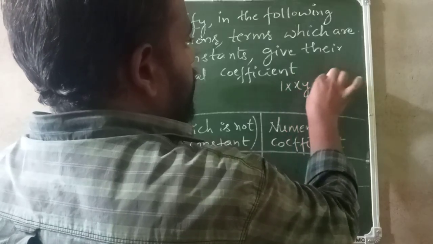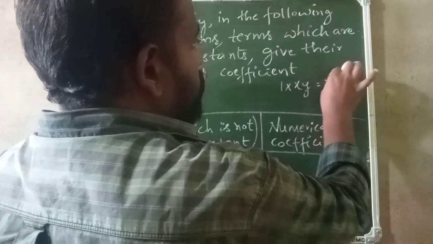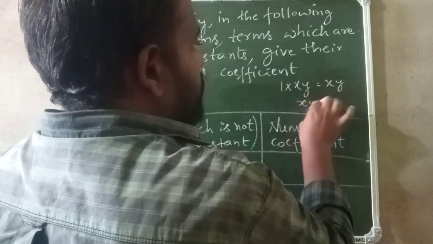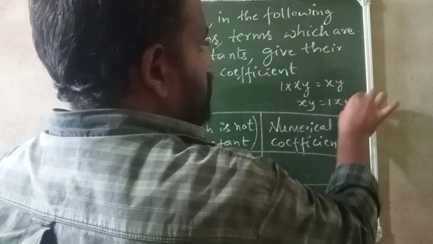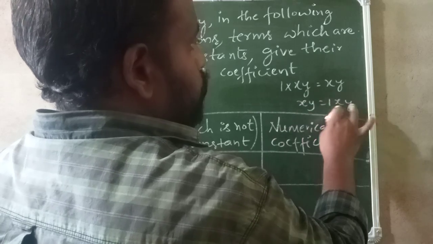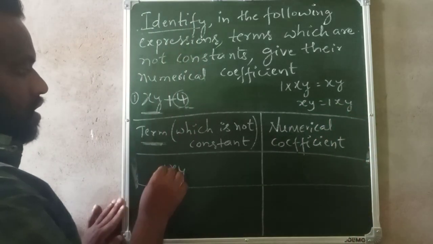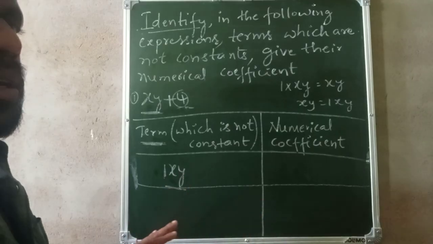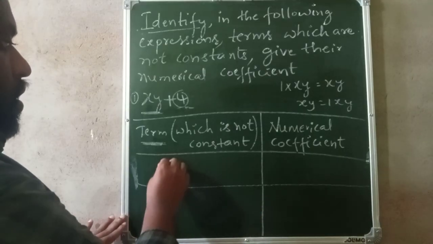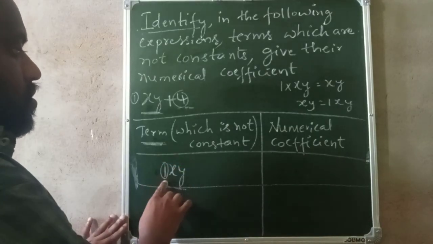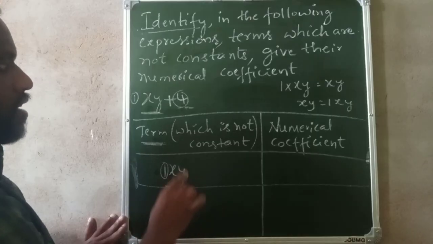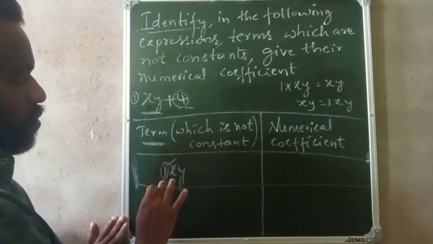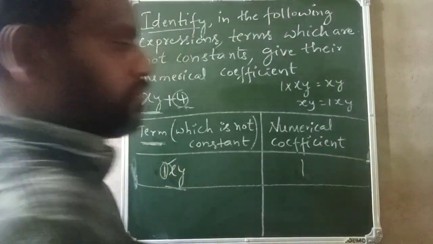Because 1 into xy is equal to xy only. So xy can be written as 1xy. xy is the same as 1xy. So here nothing is there means 1 is there. So the number present in this term is 1. So this is the numerical coefficient of this term xy. So the numerical coefficient is this 1 right here.